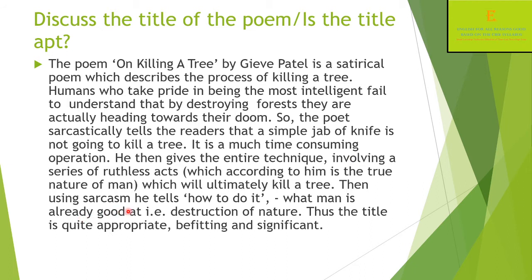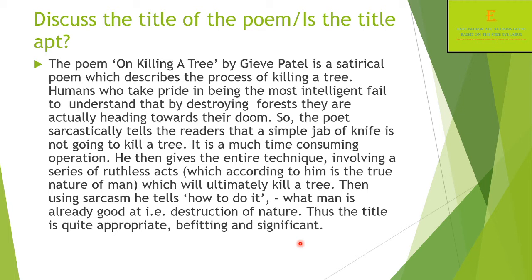So he is using sarcasm here: let me show you how to do it, when man, according to the poet, is best at doing so. So the poet sarcastically tells the readers that a simple jab of a knife is not going to do it. It is a time consuming operation to kill a tree. So he gives the entire technique after that in a series of ruthless acts. According to him, this ruthlessness is the true nature of man. Therefore, the title On Killing a Tree is a very apt, befitting, and significant title. So, I hope it is clear.